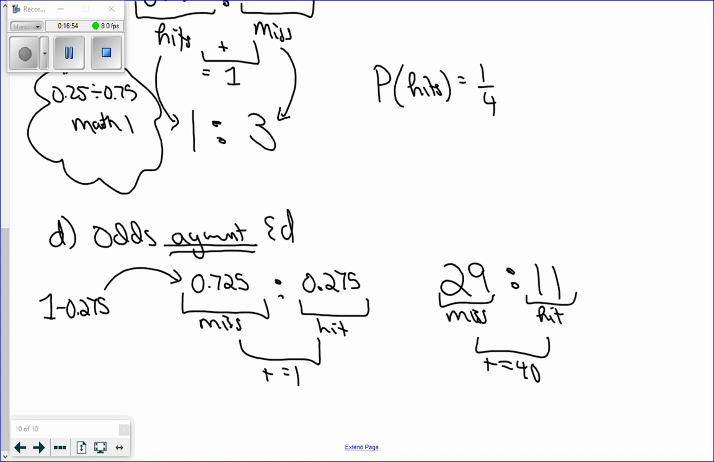So again, how I got there, on my calculator, I went 0.725 divided by 0.275, and then I went math number 1. Okay. So again, it's just reading these very carefully. What you want to do is express it in a way that makes sense to you and then try to match it up after the fact. Okay.